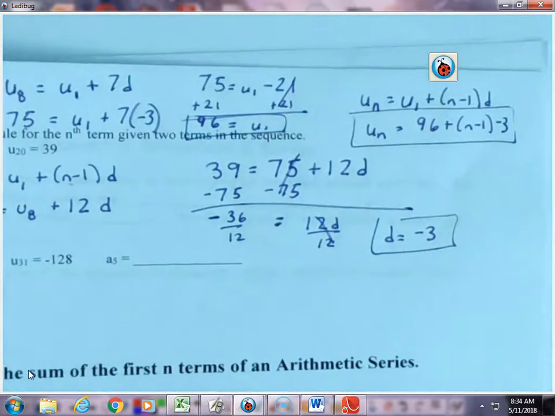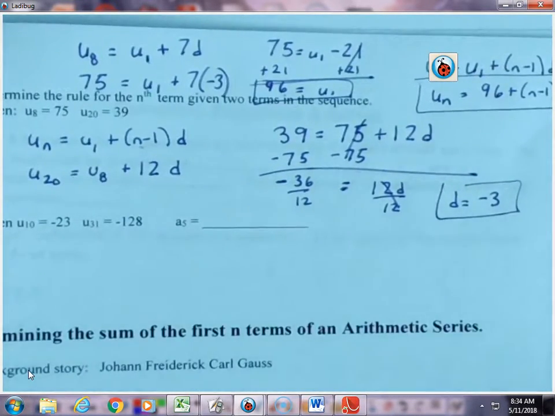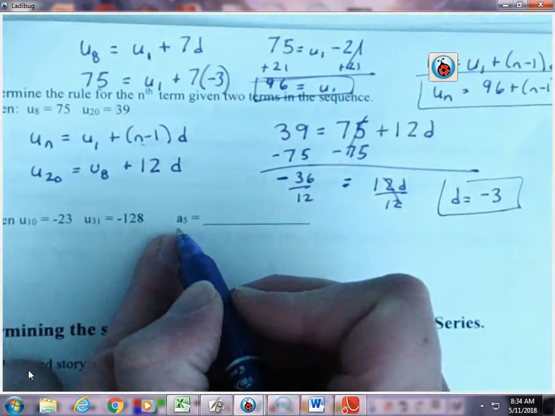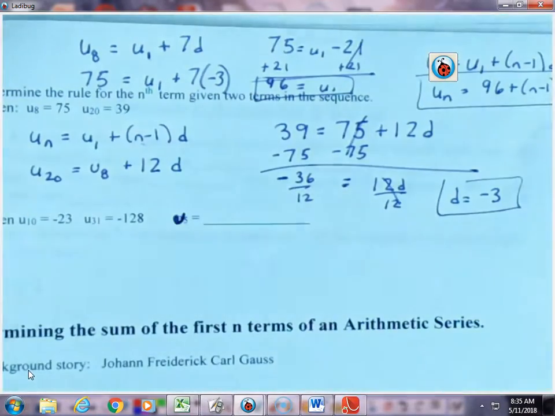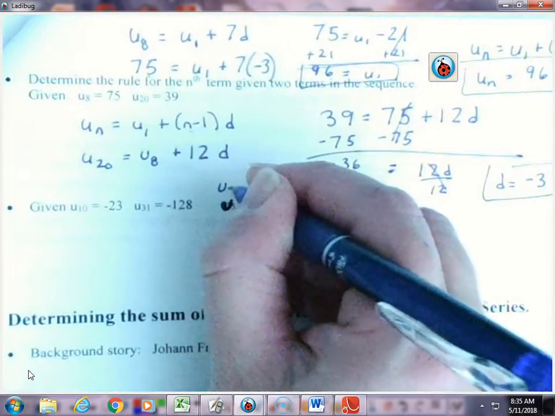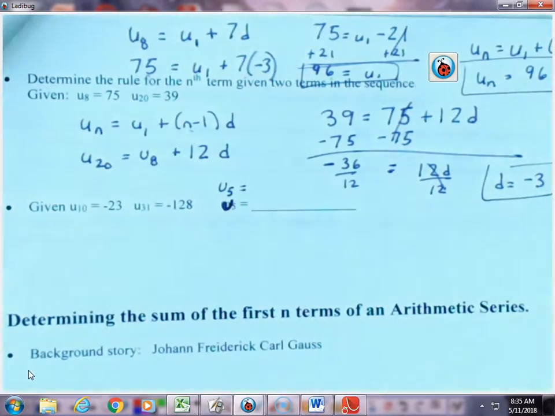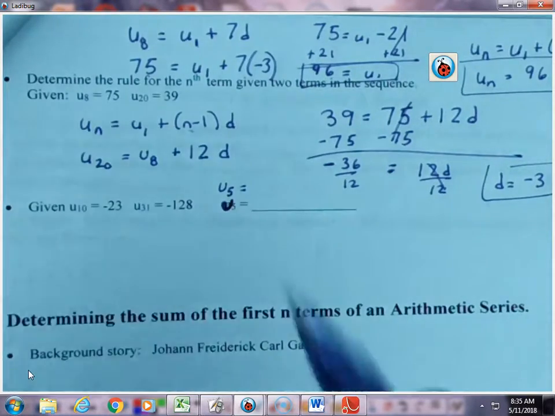Okay, that problem we just did was actually the hardest kind there is. That's not even that hard. This one is actually easier, except that I did something crazy. That should say U sub 5 right there. So you have U sub 10 is negative 23, U sub 31 is negative 128, and they want to know U sub 5. That's actually a little easier because I don't have to find the first term, I just need to find the fifth term. But I'm going to start kind of the same way.